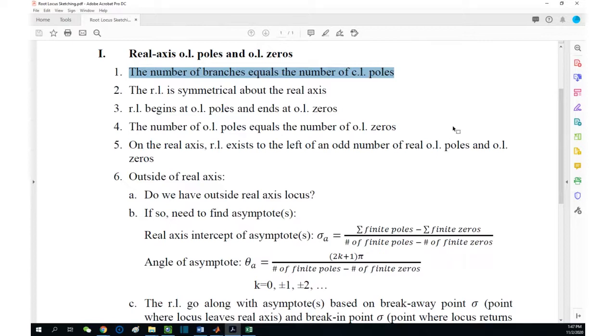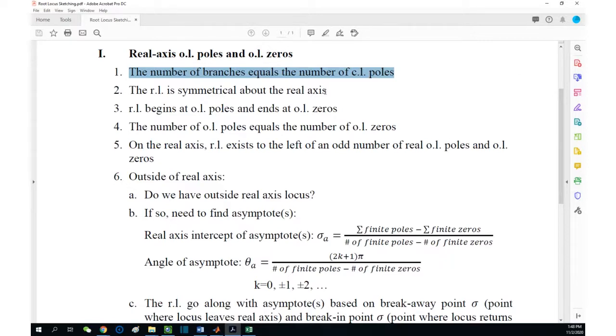One branch means it's starting from somewhere and ending somewhere, which is this one branch, right? Only one pole. With the increase of the k value, this pole moves along this path, right? Only one branch. So the number of branches equals the number of closed loop poles.